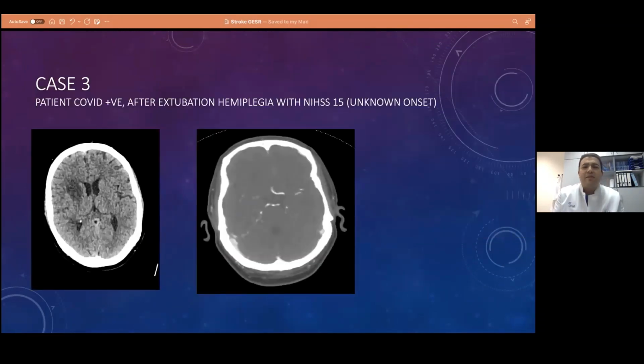A third case, this is also a very difficult one because we got it from another hospital. Patient COVID positive, and he was extubated. And after the extubation, when the doctors talked to him, he was hemiplegic. We don't know when it really began. We see already infarction in the basal ganglia and corona radiata. So I didn't know what to do, but I said, okay, it's a moderate to severe stroke, 15 NIHSS score.